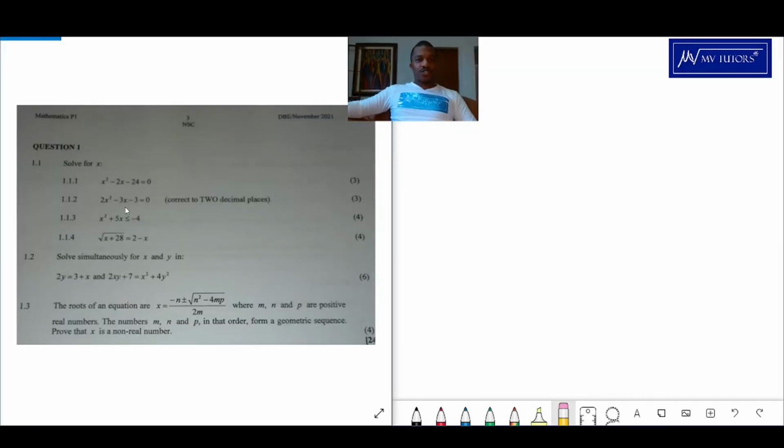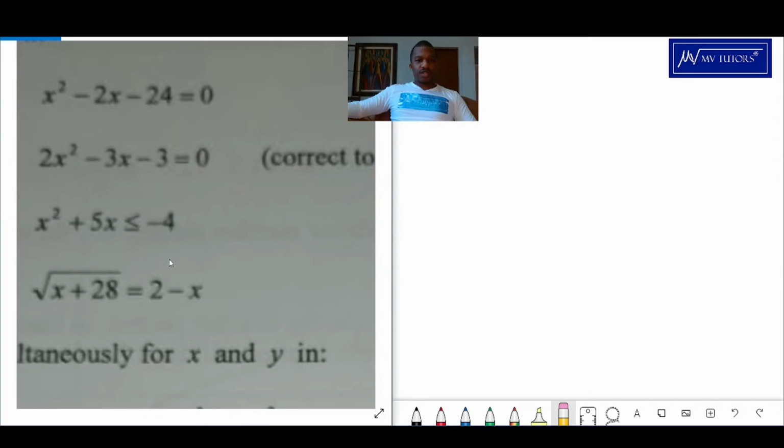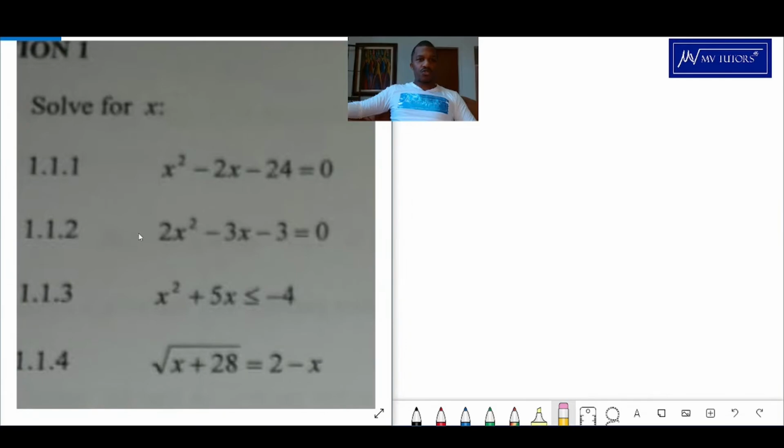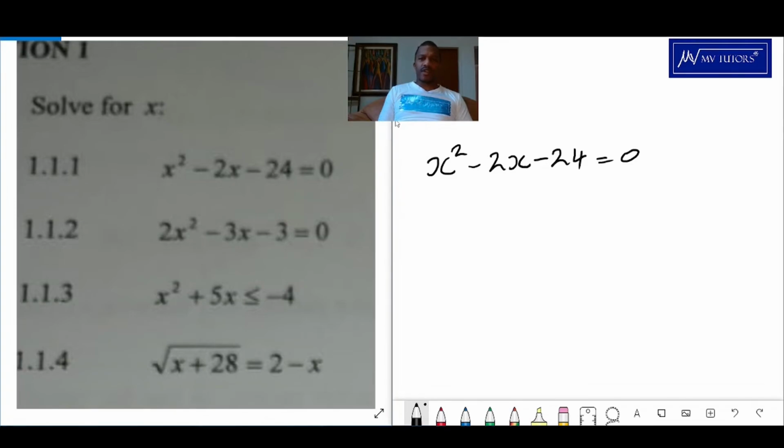Now, the first question, as you can see, is to solve for x, and we are given x squared minus 2x minus 24 is equals to 0. Whenever it's equals to 0, you know you have to solve for x, but if it's not equals to 0, then it's just factorizing. Okay, so here we're solving for x.